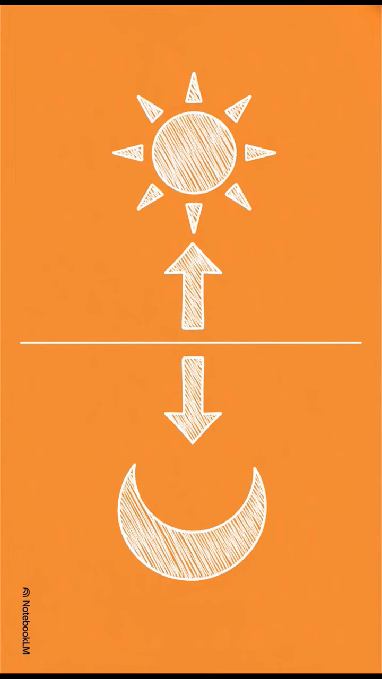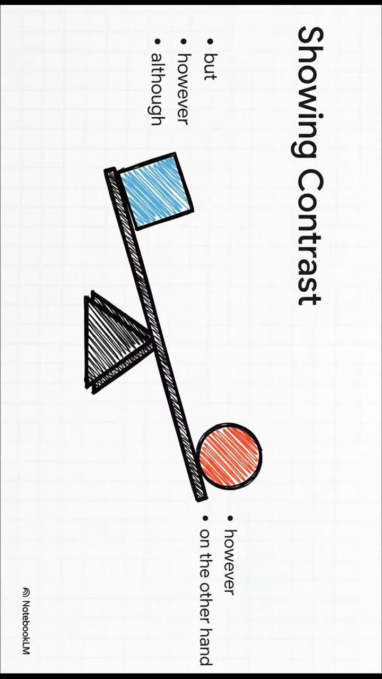Okay, but what if your ideas are fighting each other? You know, when they're total opposites? For that, we got to grab a different tool from the kit. We need the ones that show contrast. This is where words like but, however, although, and on the other hand, become your best friends. They're like little signals that tell your audience, hold on, I'm about to show you the other side of the coin. They're awesome for building a really balanced point.